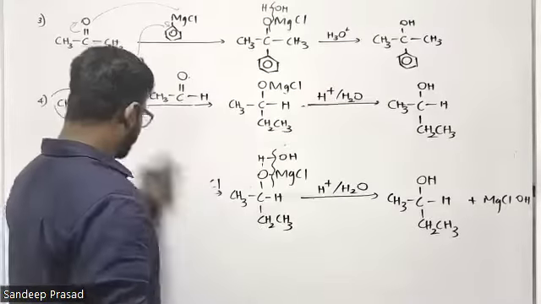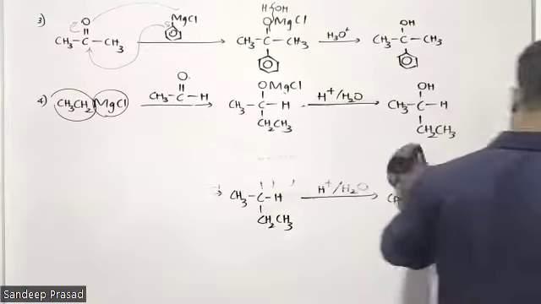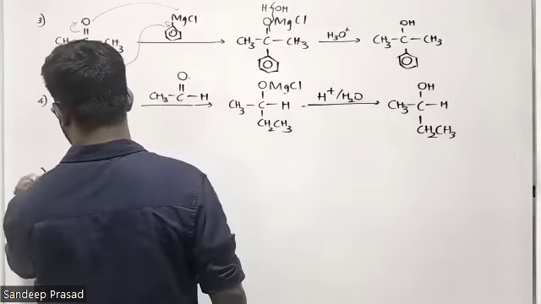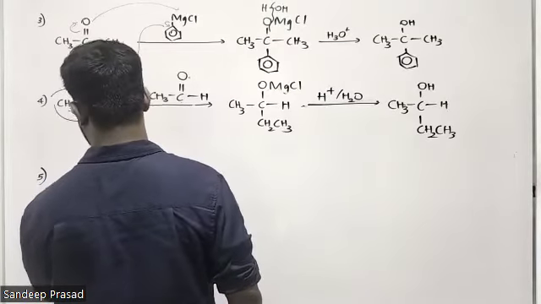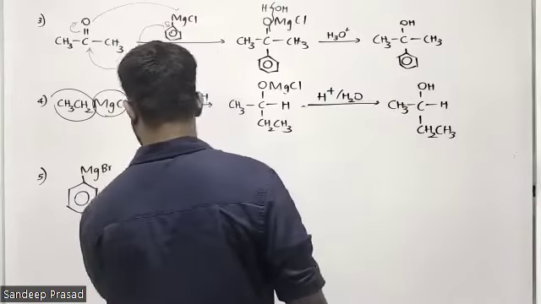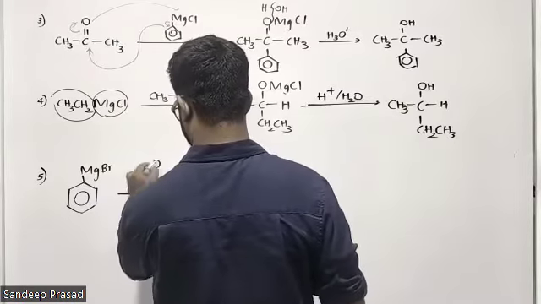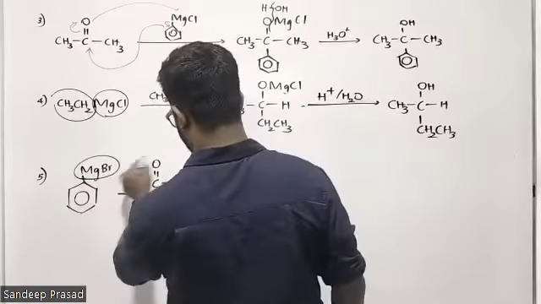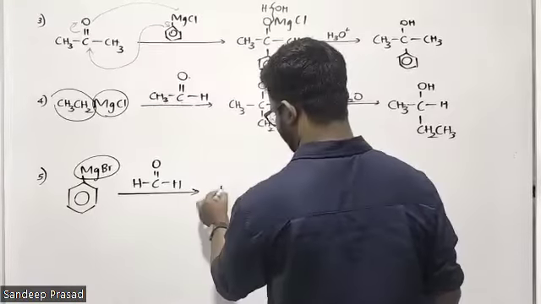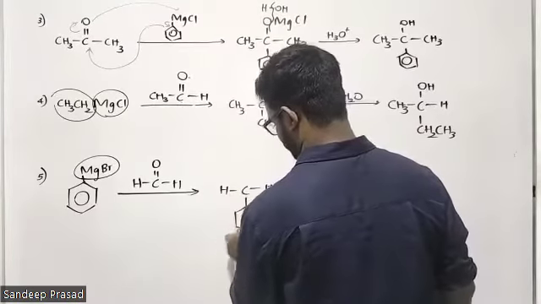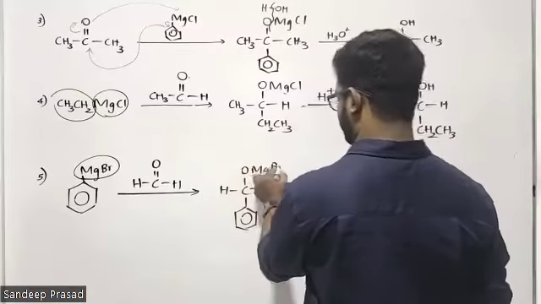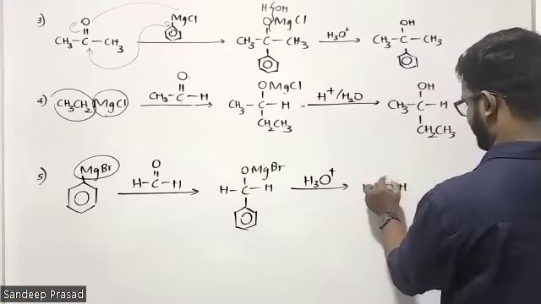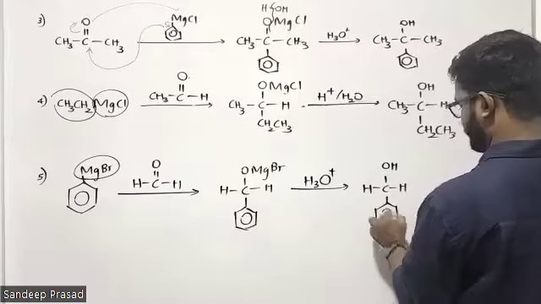Number 5, quickly. You have to write down these reactions quickly with me. Grignard reagent is reacting with methanal. MgBr is connecting to oxygen, and the phenyl ring is connecting to carbon. Then we are adding H3O plus. What will happen? It's producing this kind of alcohol.